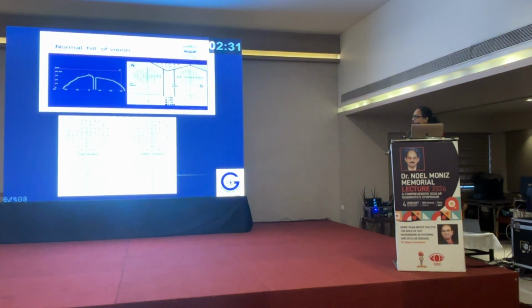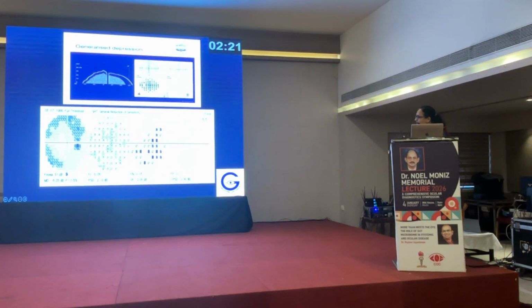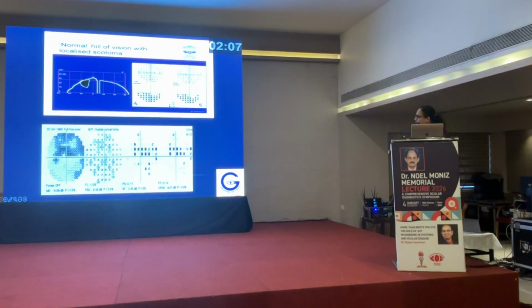So this is a picture of the normal hill of vision, where both the total deviation and the pattern deviation plots are equally normal. When the total deviation plot is abnormal and the pattern deviation plot is completely normal, this is only generalized depression. There will not be a localized pathology. Here both the total deviation and the pattern deviation plots are abnormal, but equally so. That means it is only a localized scotoma. There is no generalized depression.